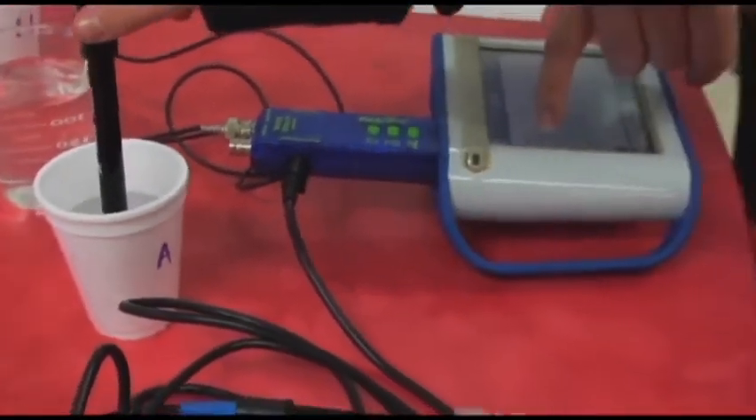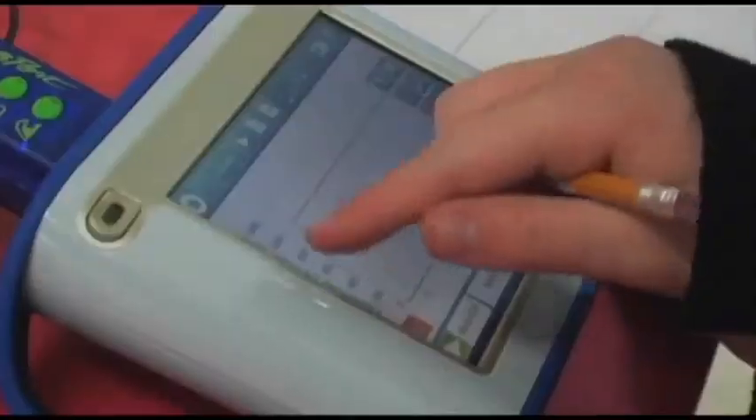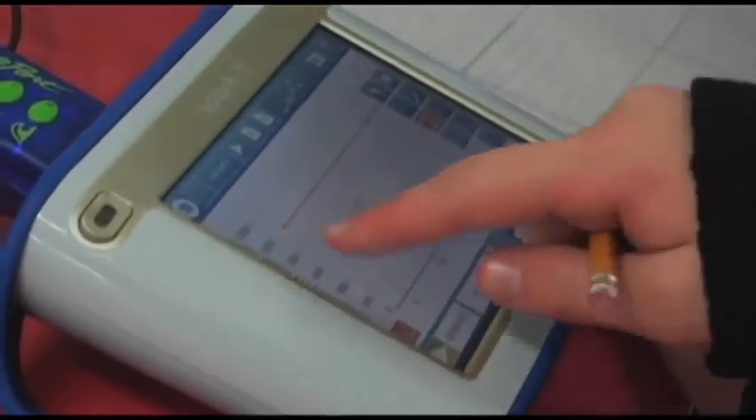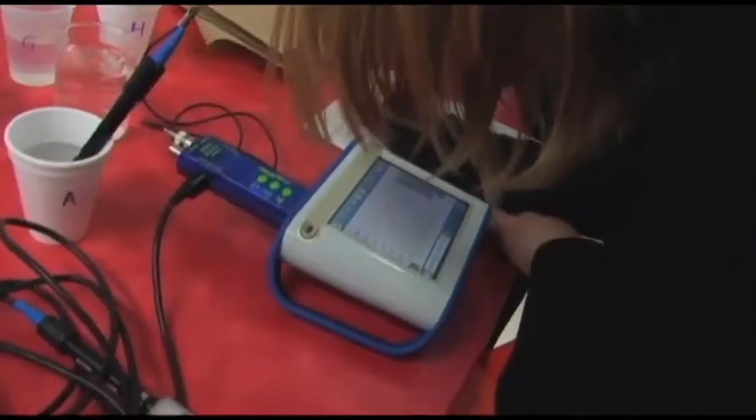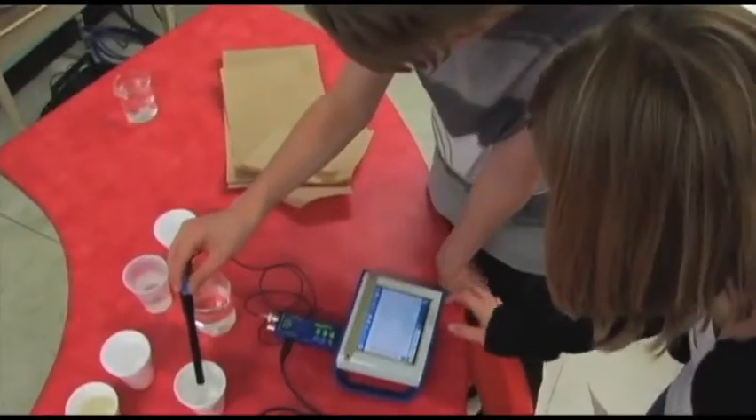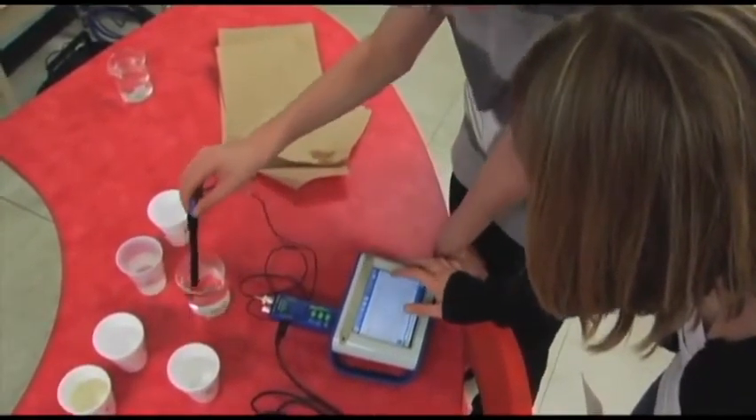Kids get very frustrated when stuff doesn't work. My grade 8s, when they've designed an experiment around a probe and they go to use it, they know it's going to work. And that gives them confidence. It makes them feel like they know what they're doing.